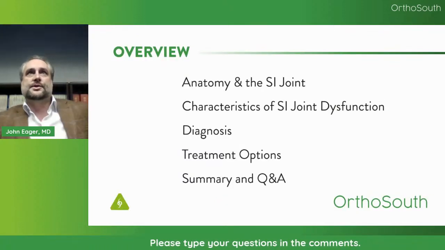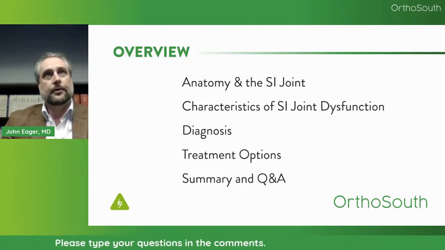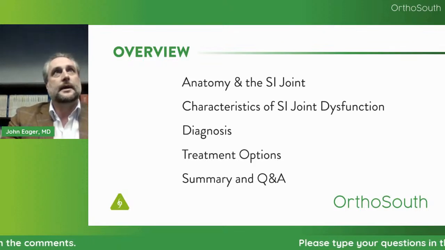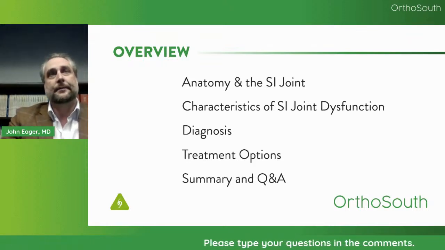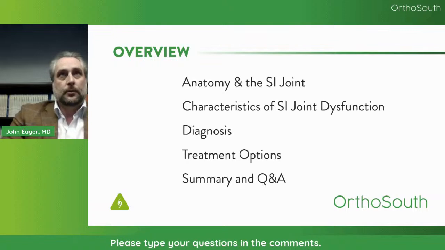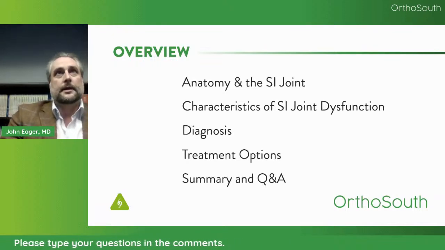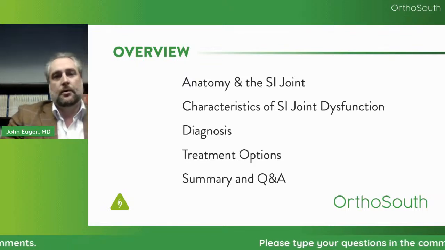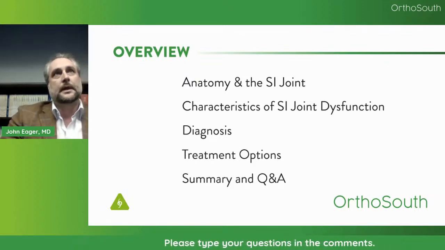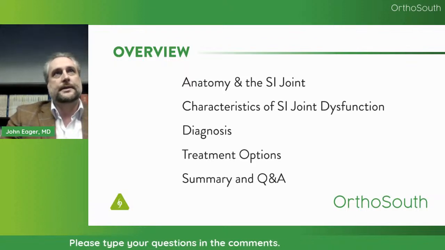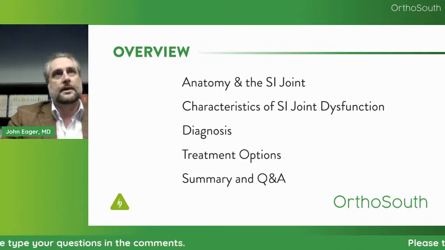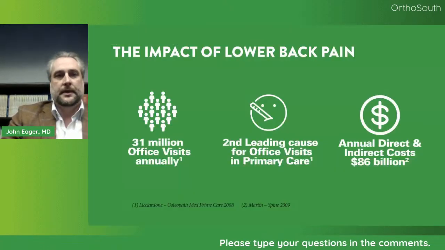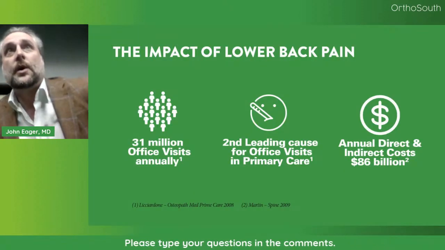So again, this is just an overview of tonight's discussion. We'll go through all of this and have some time to answer a few questions if there are any at the end of tonight's episode. So we're going to be reviewing the anatomy of the sacroiliac joint. We'll be referring to it more commonly as the SI joint. The characteristics of SI joint dysfunction, how it presents, which is variable as we'll go through, the diagnosis of sacroiliac joint dysfunction or sacroiliitis, different treatment alternatives. So again, non-surgical and surgical options. And then at the end, a summary and questions.